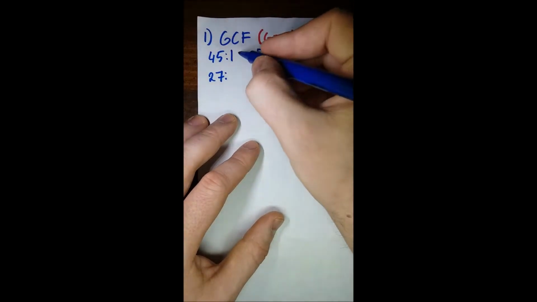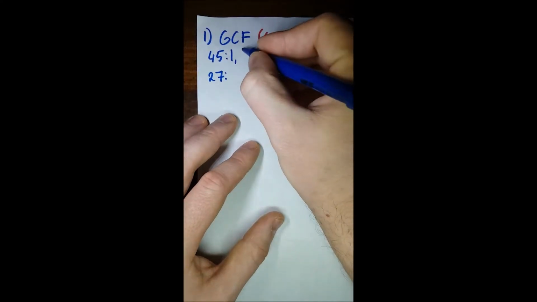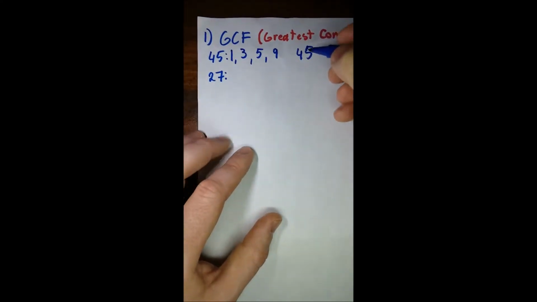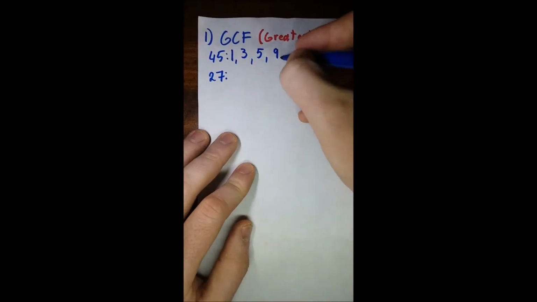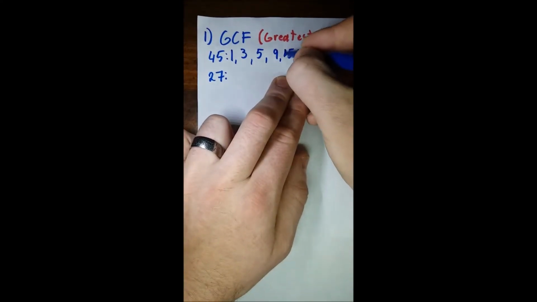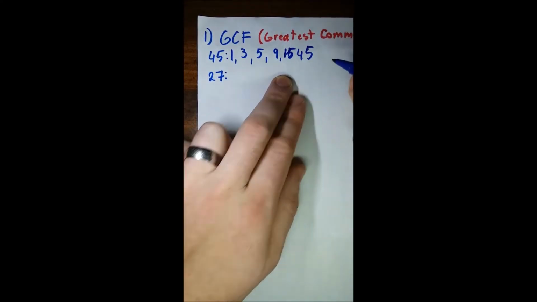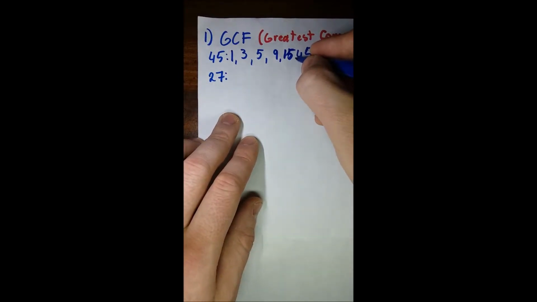And also I know that since 9 is a factor, 3 will also be a factor. So now we just need to figure out what times 3 is 45. Well, it's 15. So the factors of 45 are 1, 3, 5, 9, 15, and 45.